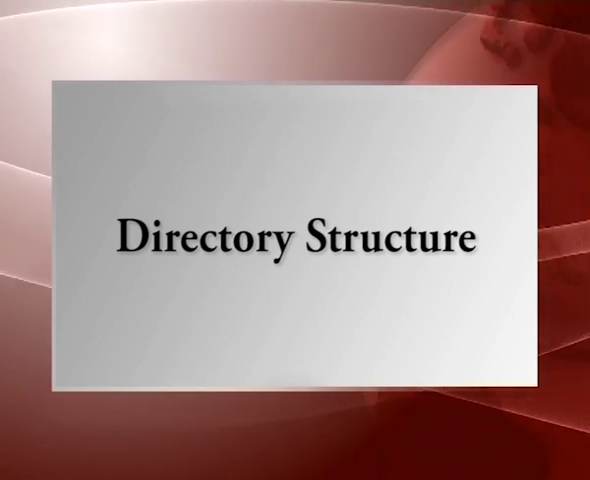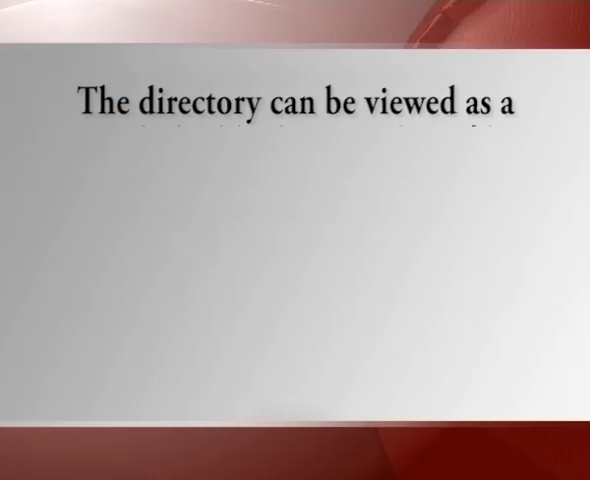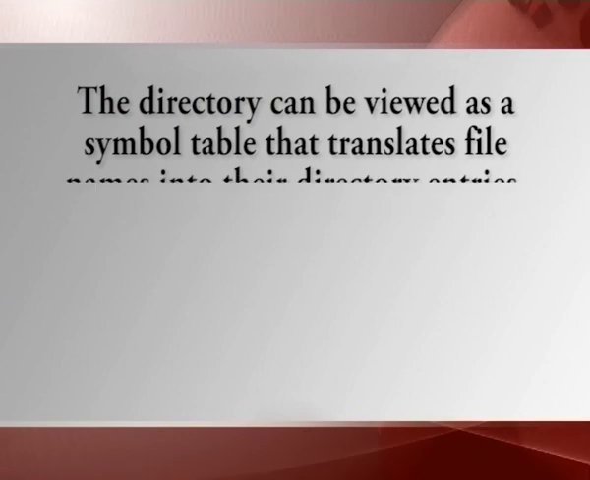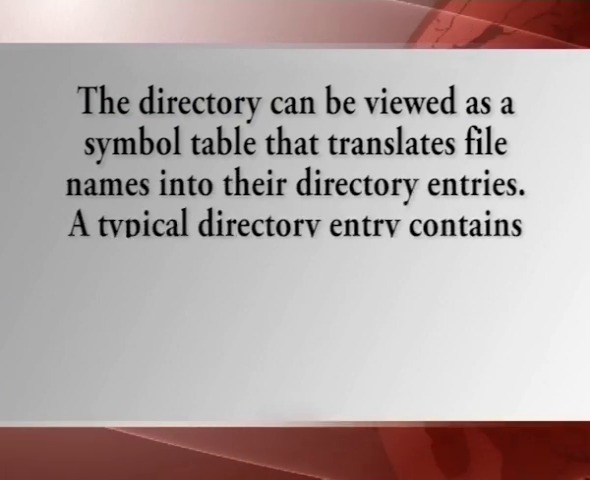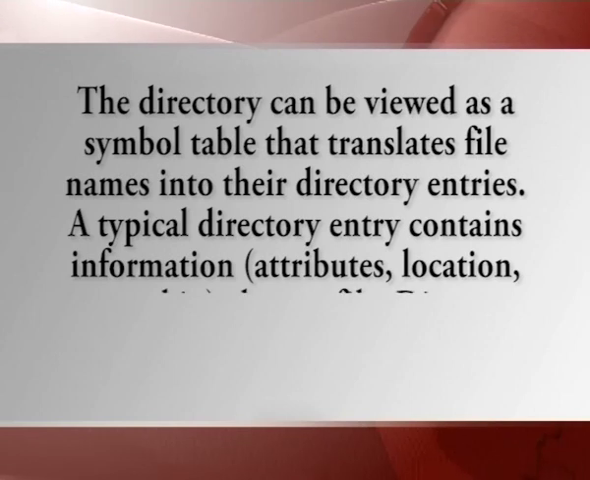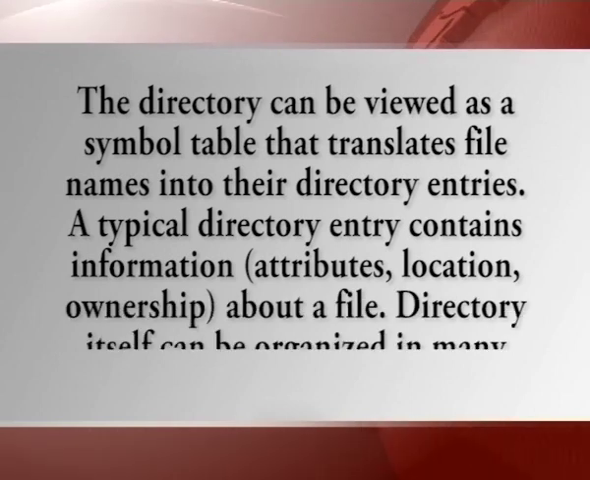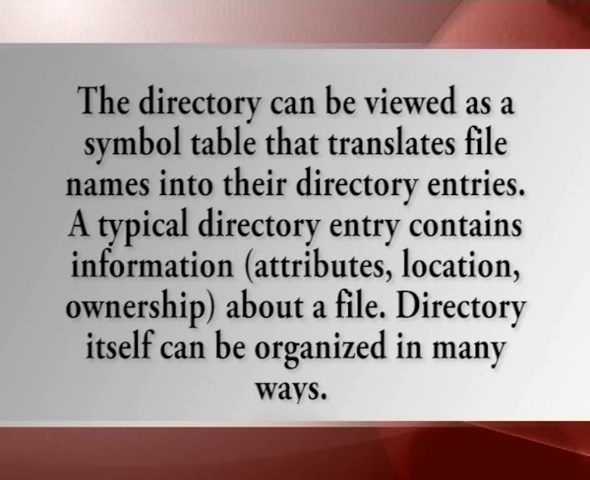Next, we are going to discuss directory structure. Normally, every computer system contains a large number of files. Proper organization of these files is necessary. To keep track of files, file systems normally have directories or folders. Usually, a directory is itself a file. The directory can be viewed as a symbol table that translates file names into their directory entries. A typical directory entry contains information about a file.